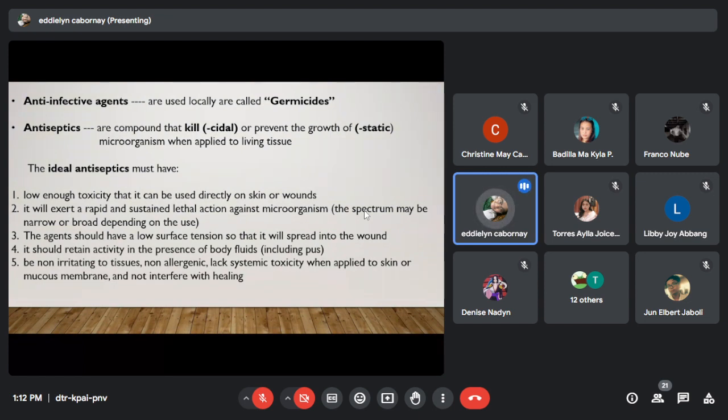And then third, the agent should have a low surface tension so that it will spread into the wound. It should retain activity in the presence of body fluids, including pus, be non-irritating to tissues, non-allergenic, lack systemic toxicity when applied to skin or mucous membrane, and not interfere with healing. So we already talked about antiseptics. So let's go to disinfectants.